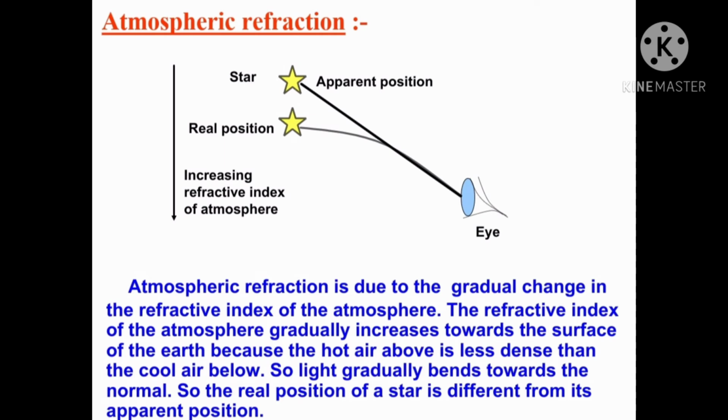Atmospheric refraction is actually due to the gradual change in the refractive index of the atmosphere. The refractive index of the atmosphere gradually increases towards the surface of the earth because the hot air above is less dense than the cold air below. So light gradually bends towards the normal and the real position of a star is different from the apparent position. This phenomenon is basically the twinkling of stars.